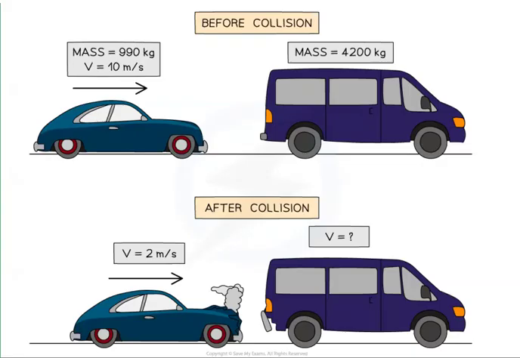So, in a collision, look at this. There is a car of mass 990 and it's moving with this velocity and it collides with a van of mass 4200 that is at rest. So what happens after the collision? The conservation of momentum is applied and we are asked to calculate the velocity of this object that was at rest. So look at how we work it out.